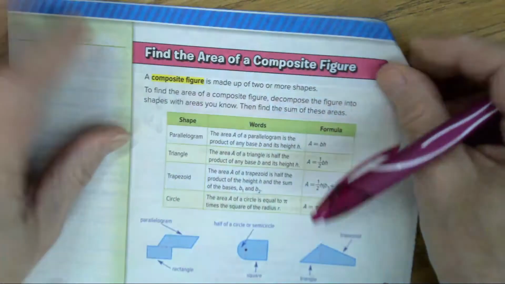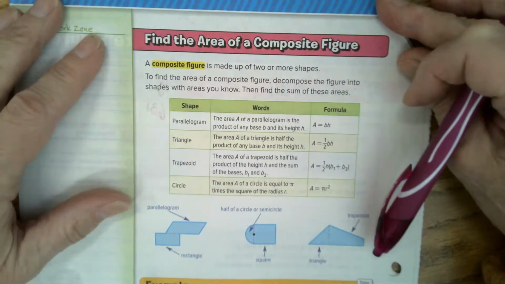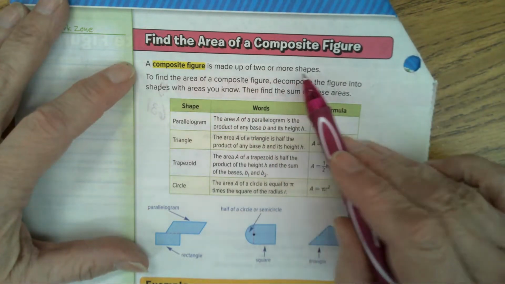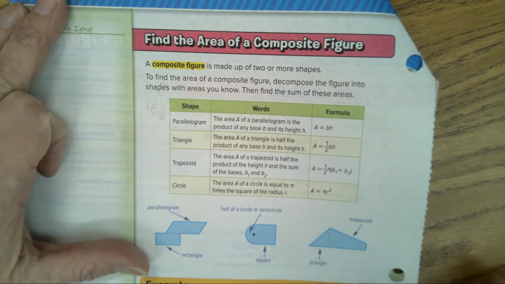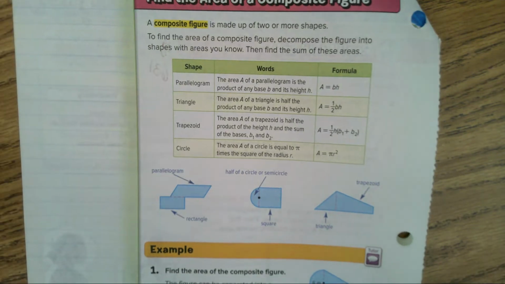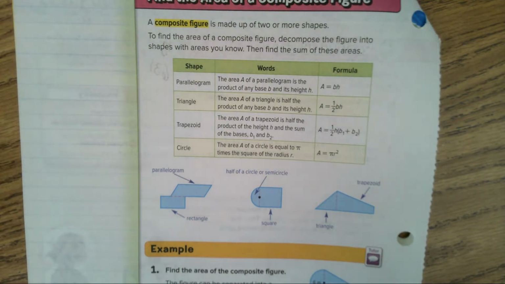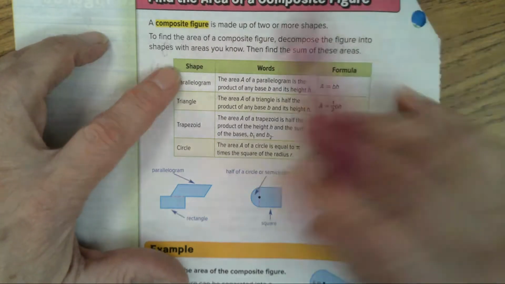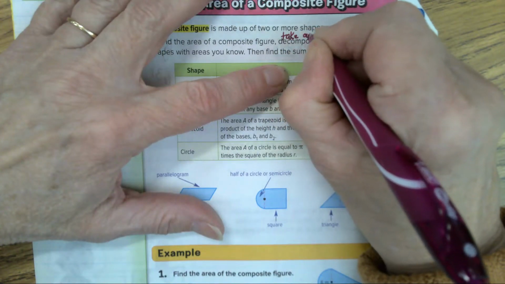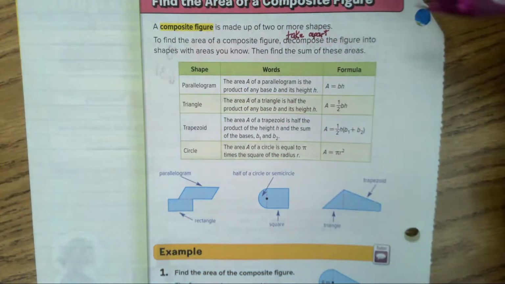All right, find the area of composite figures. A composite figure is made up of 2 or more shapes. To find the area of a composite figure, decompose the figure into shapes with areas you know. Another word for decompose is take it apart into shapes that you know. Okay, break it up into other shapes. To find the area of a composite figure, you decompose, or let's put take apart. Then find the sum of these areas.